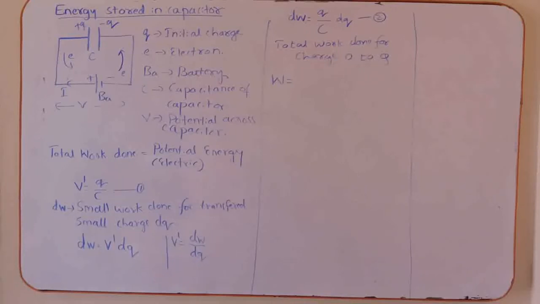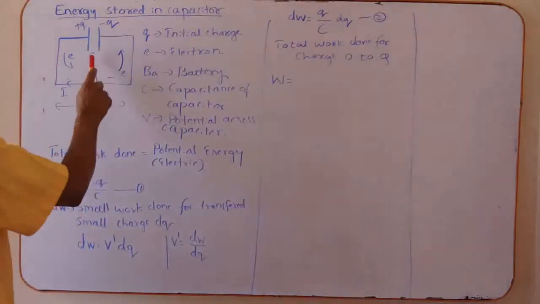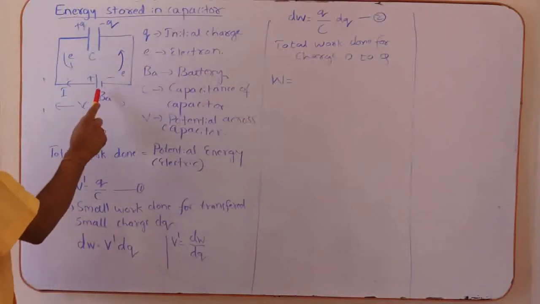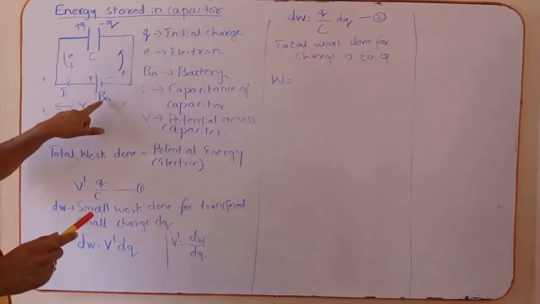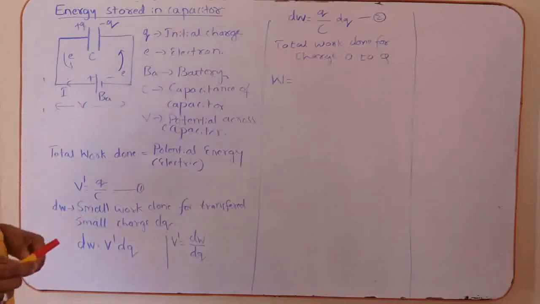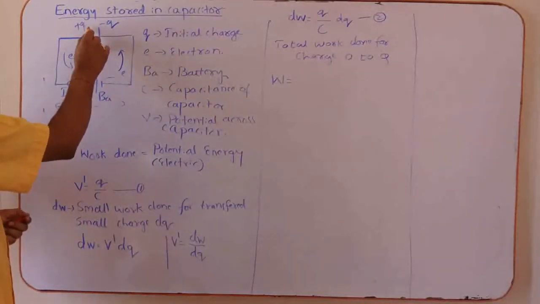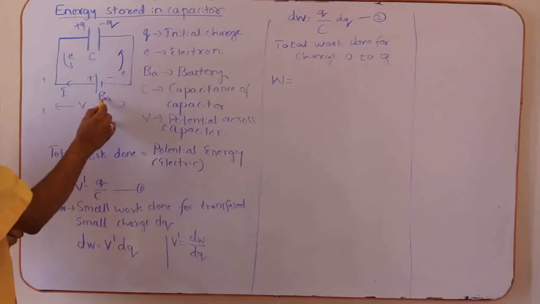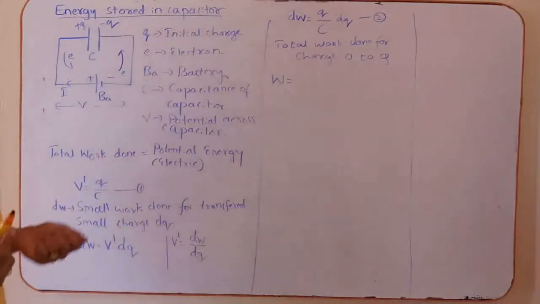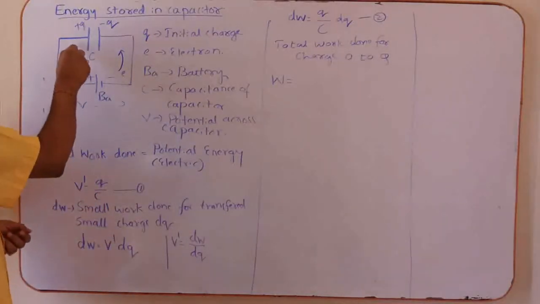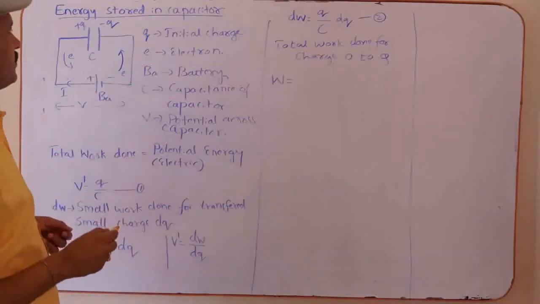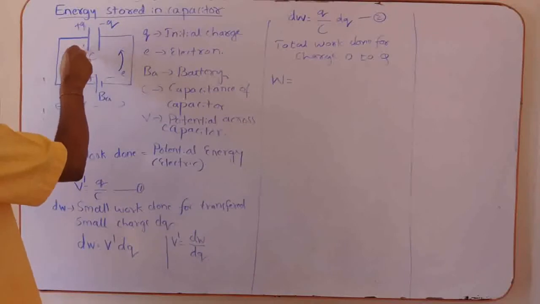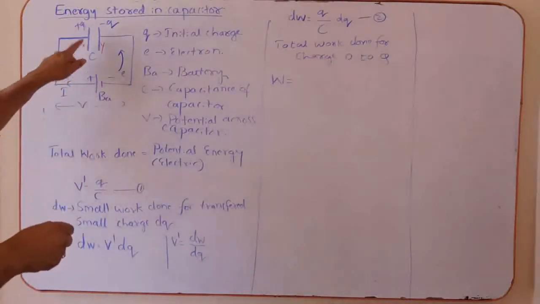Now, a capacitor of capacitance C is connected across the battery BA. A capacitor of capacitance C is connected across the battery. Then what happens? Now electrons are removed here, and electrons are collected here. Now suppose this is plate X, this is plate Y.